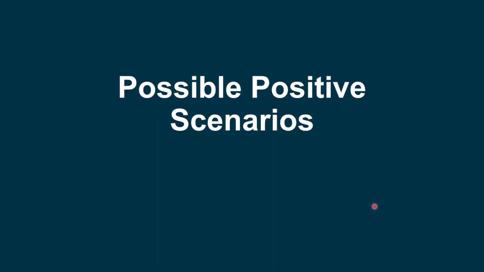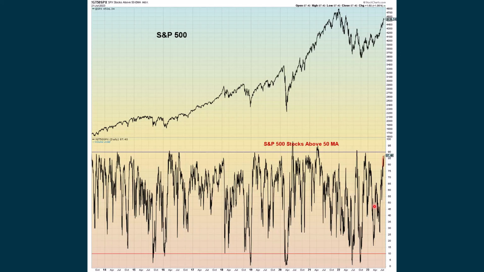Some possible positive scenarios. I don't show these in every video, so I want to include them here. We look at the S&P 500 stocks above their 50-period moving average. We use this like an oscillator to get an extreme positive or negative reading. When it's above 50 and advancing, that's positive. Below 50 and declining, that's negative. We're positive right now, but we're not getting an extreme reading.